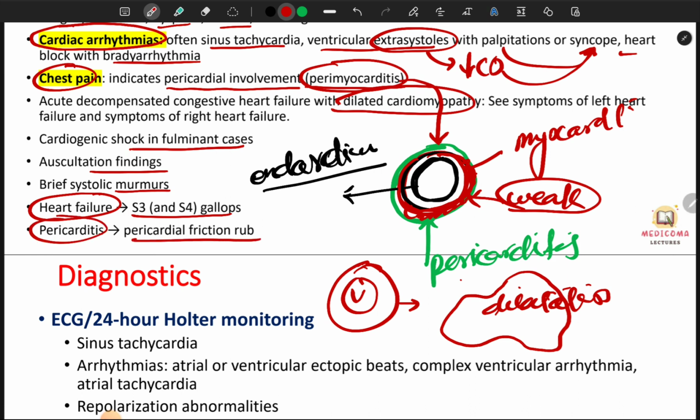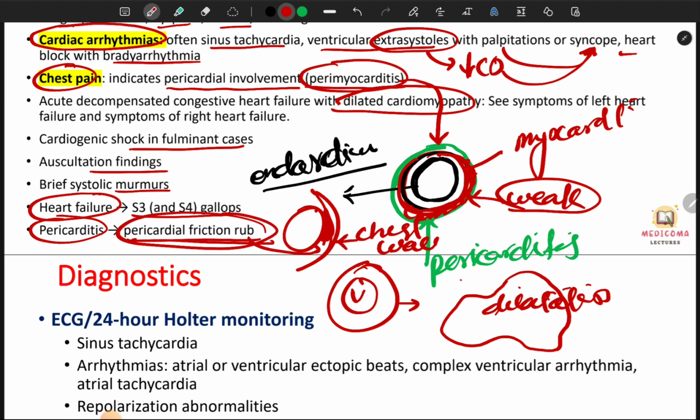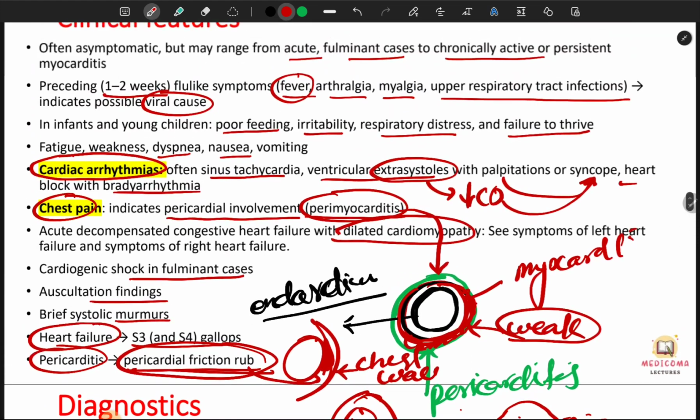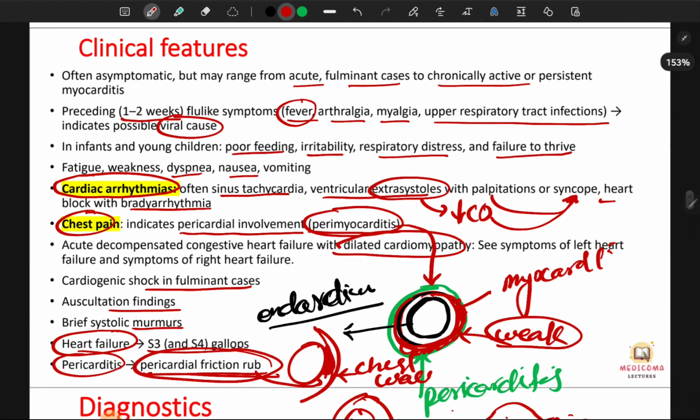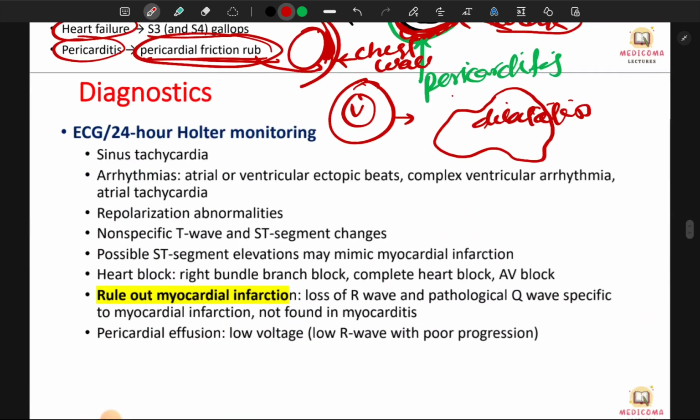In pericarditis there is a friction rub. The pericardium is the outermost layer. If this is the chest wall, then this is the heart, so there will be friction between the chest wall and the heart, which can lead to a pericardial friction rub. So we can hear it, and these are the clinical features we discussed in this lecture. Next we will discuss the diagnostic points.